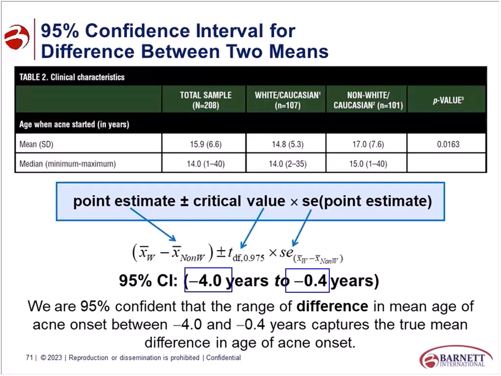Our best guess from a single study is 2.2 years on average. But it could be as large as a 4-year difference or as small as 0.4. That range, that confidence interval around a difference, gives you a range of possible values for the true difference in terms of age of onset of acne.